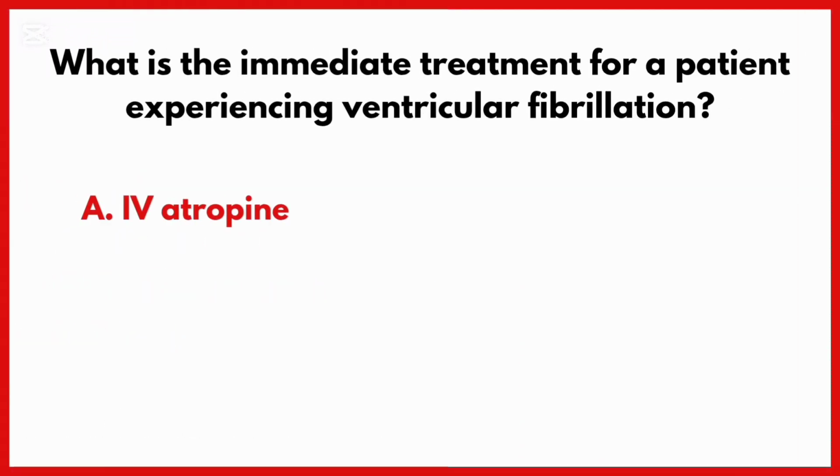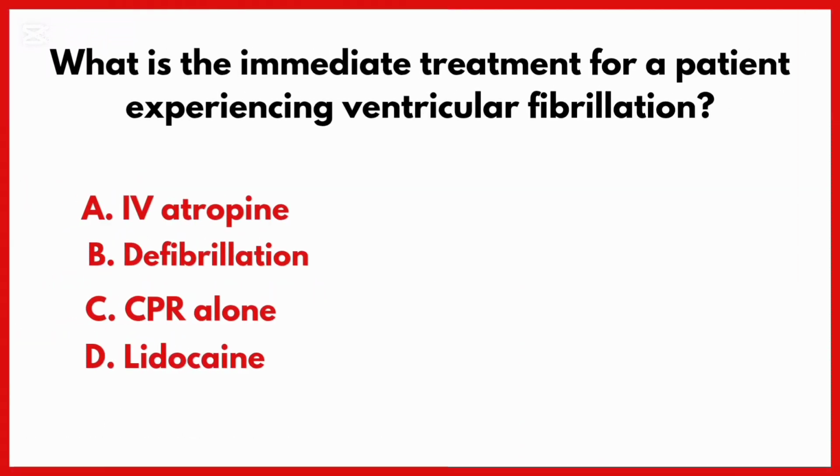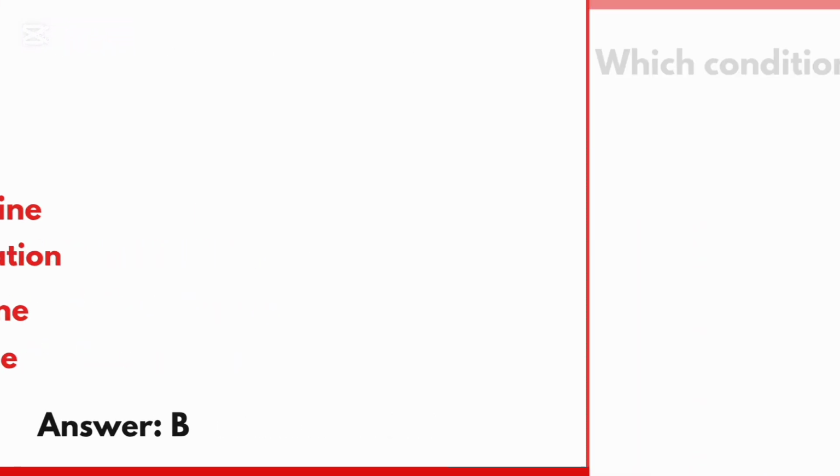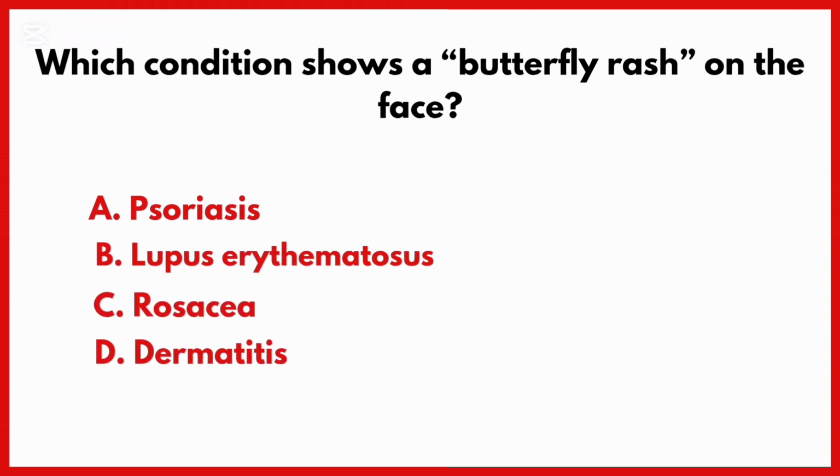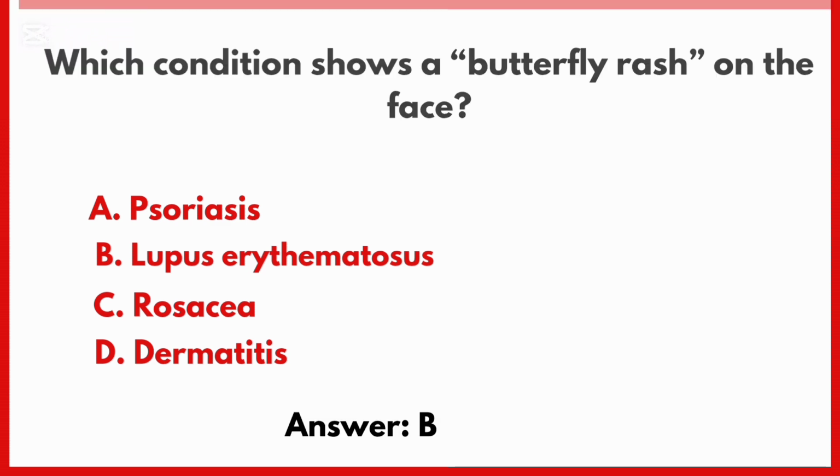What is the immediate treatment for a patient experiencing ventricular fibrillation? Correct answer is option B, defibrillation. Which condition shows a butterfly rash on the face? Correct answer is option B, lupus erythematosus.